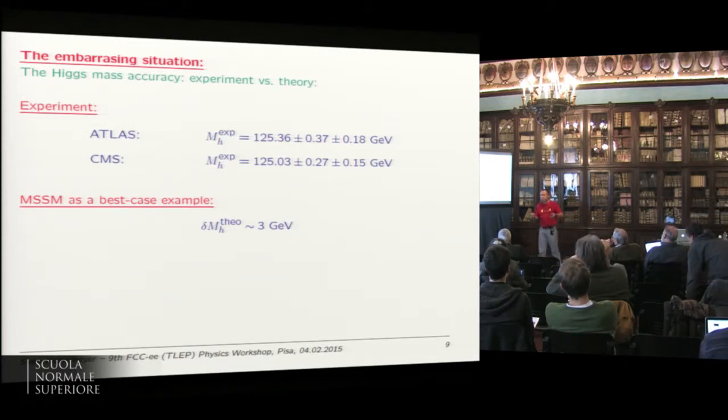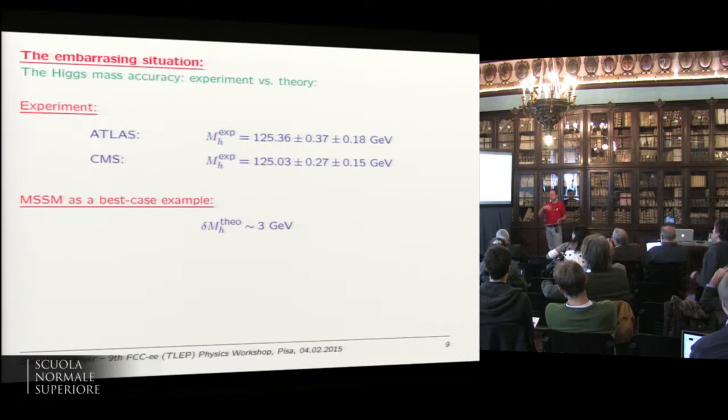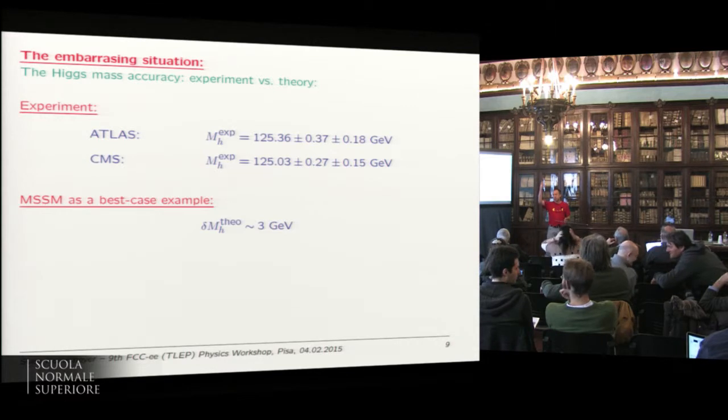What will be done to improve it? Well, right now we are looking at which higher-order corrections are missing, which are the most relevant ones, and then we try to look at which methods can be used to evaluate or approximate them, and then somebody has to do the job. But there are groups working on this. Two loop, three loop, resummation of leading logs.